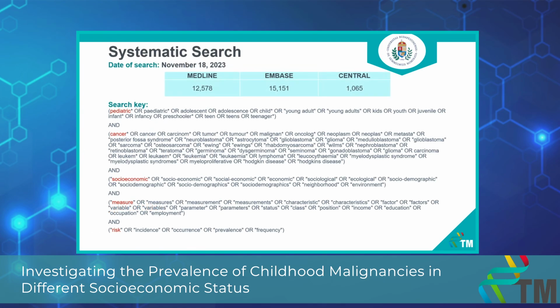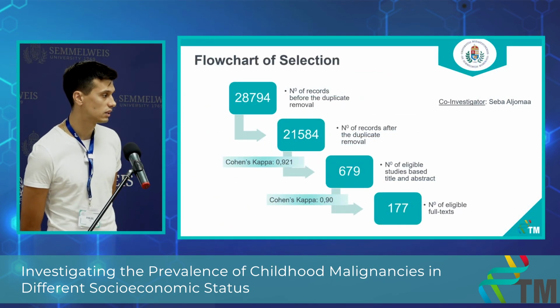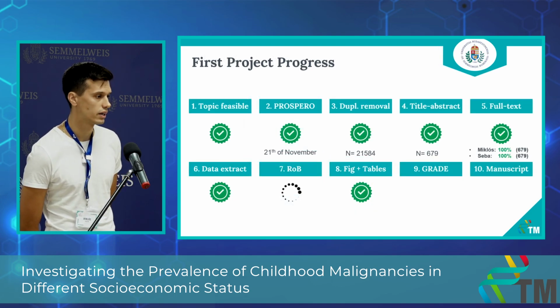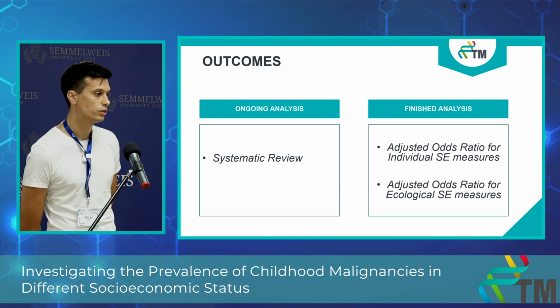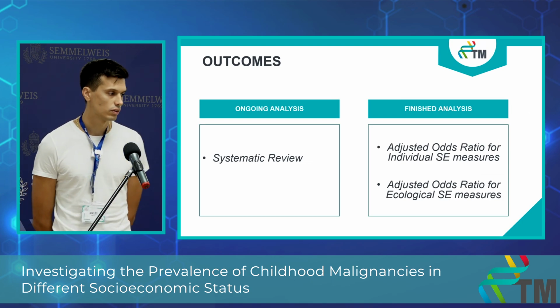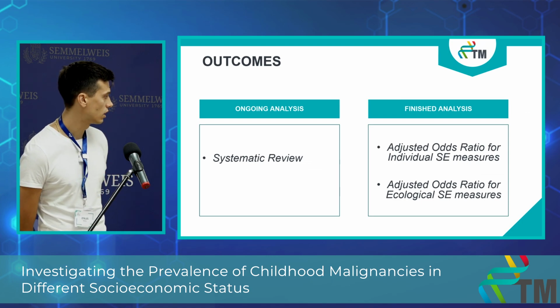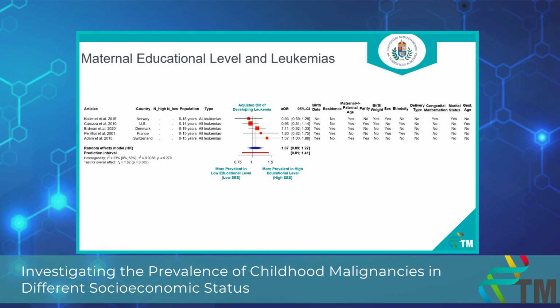We use 5 domains for our search key with overall hit of 25,000 in the 3 main databases, from which we choose 177 articles. Right now we have finished the meta-analysis part, and we are showing you our findings. Based on that, we collected data from observational studies. Therefore, our main findings are adjusted odds ratios. In the following forest plots, I will show you the association between paternal educational level and childhood malignancies.